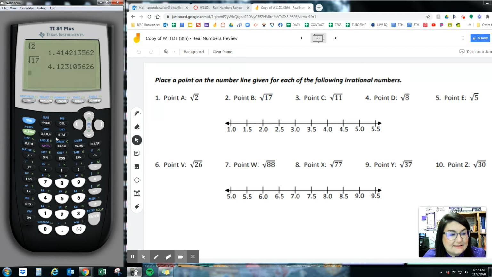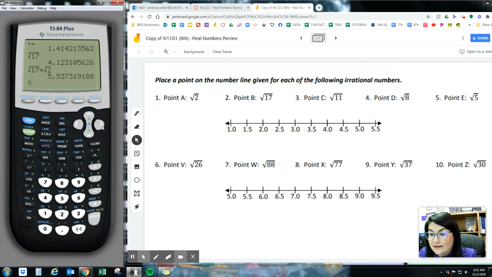Now, if you were adding something, you would want to use the arrow. So you could do second square root of 17, and then let's say I want to add the square root of 2, I would have to get out of the square root first. So if you need to separate it up, then you can use that arrow.